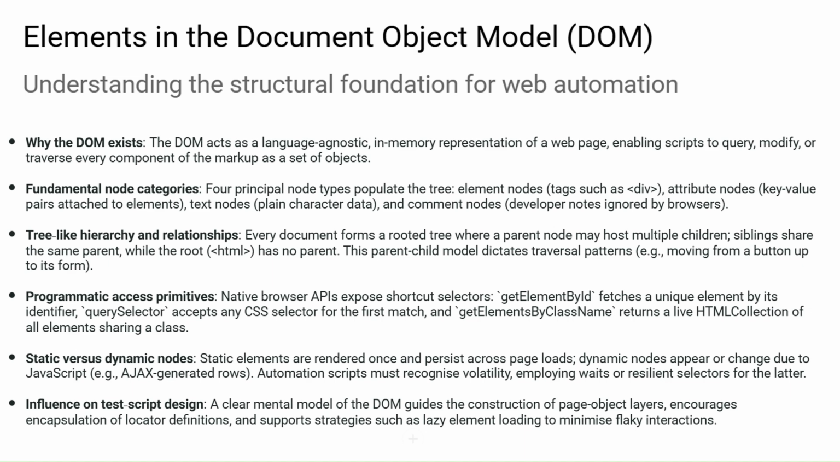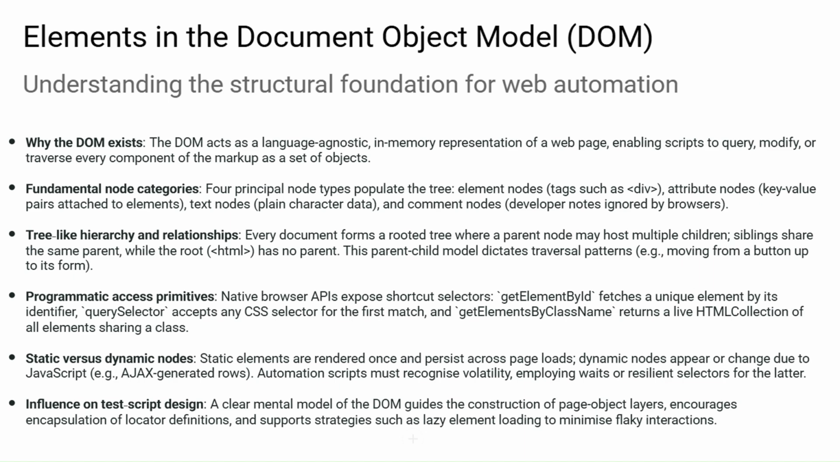So when we speak about the Document Object Model, we refer to a living programmable map of the page that the browser builds the moment HTML is parsed, right? This map is not a static snapshot. It is composed of nodes that each carry a distinct role. Elements define structure, attributes describe metadata, text carries the user visible content, and comments provide developer context.